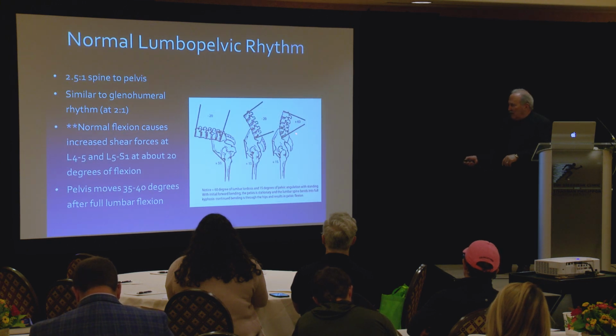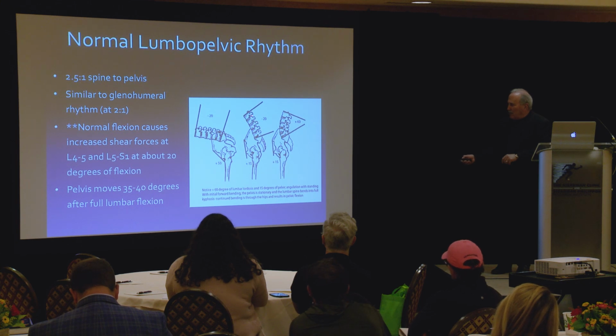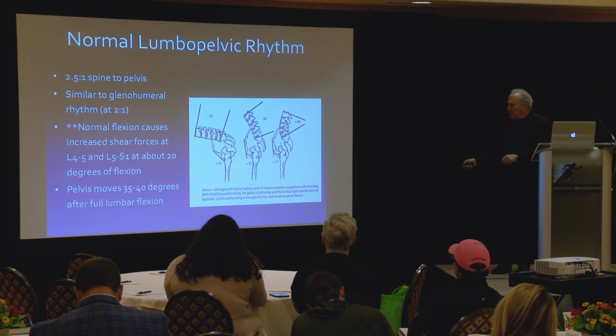And this is what it looks like. You have 60 degrees of lordosis. The first thing you do is remember the lumbar spine has a total of 80 degrees of range of motion. Well, the first thing you do is you lose that entire range of motion and you're flexed 20 degrees when you start bending. Then as you continue bending, this is locked and you go down through your hips. So pelvis moves 35 to 40 degrees after full lumbar flexion. So if you look at it, the spine moves the most, but in reality, the hips contribute at the very end.